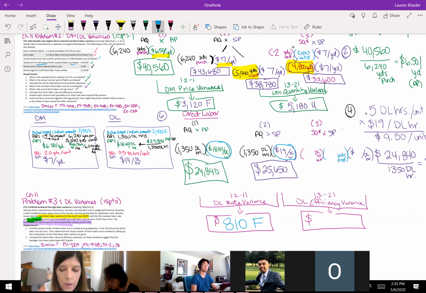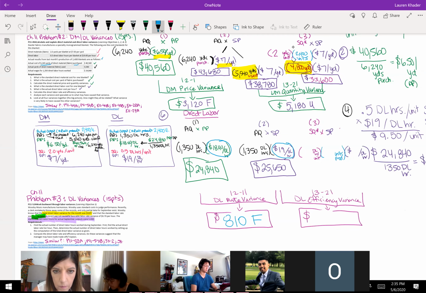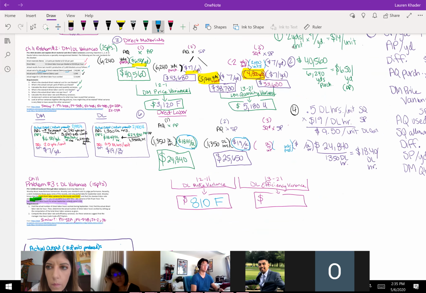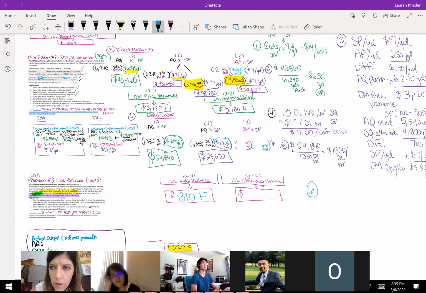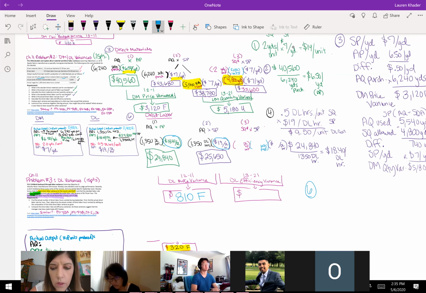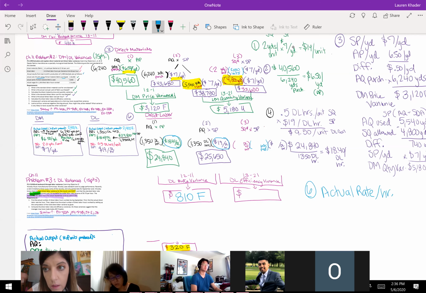And for what they're going to ask you to write out to answer this one, they flipped it on you. If you looked above, they started with the standard price per yard, but this time they're starting with the actual rate per hour. So I don't know if you put it the opposite if they'll mark you wrong, but just so you know, that's what they're putting first.